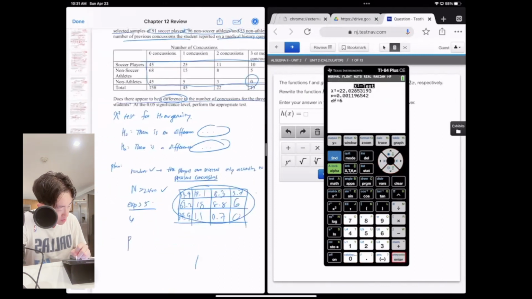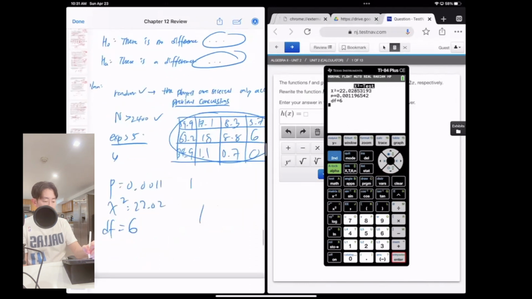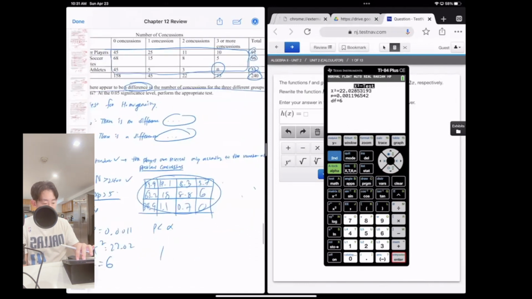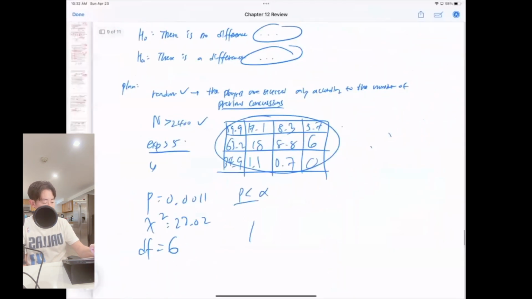And so my p-value is 0.011, chi-squared value is 22.02, and degrees of freedom is obviously going to be 6. My p-value is extremely low compared to alpha, because alpha is going to be 0.05. So we definitely reject the null hypothesis.